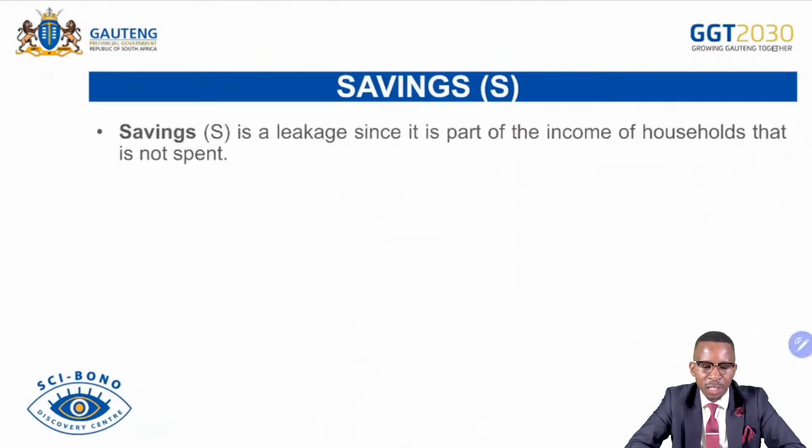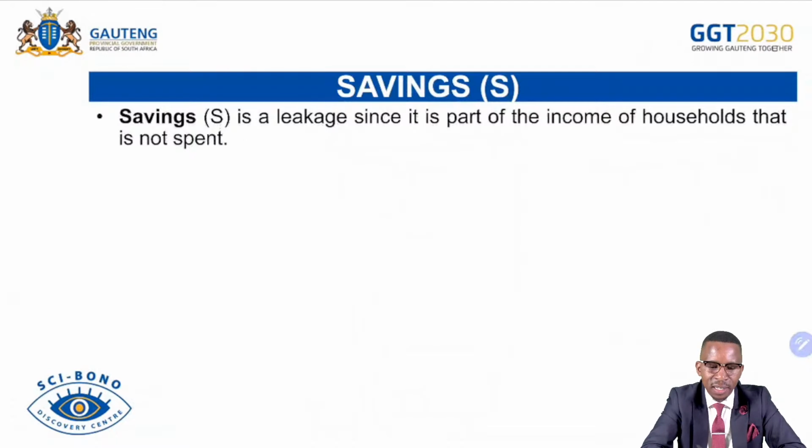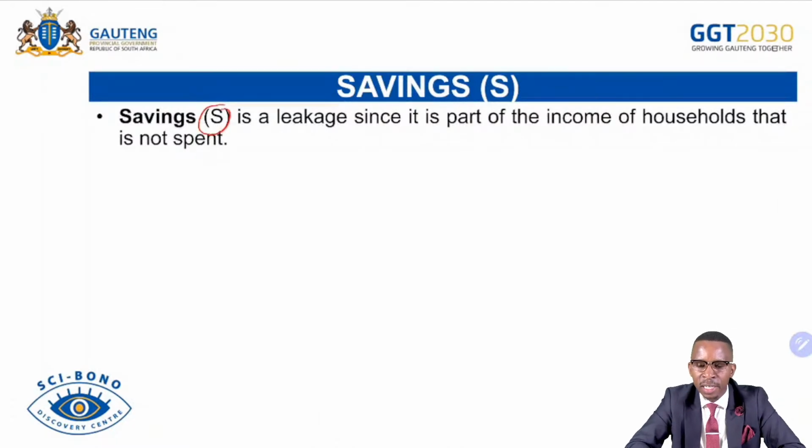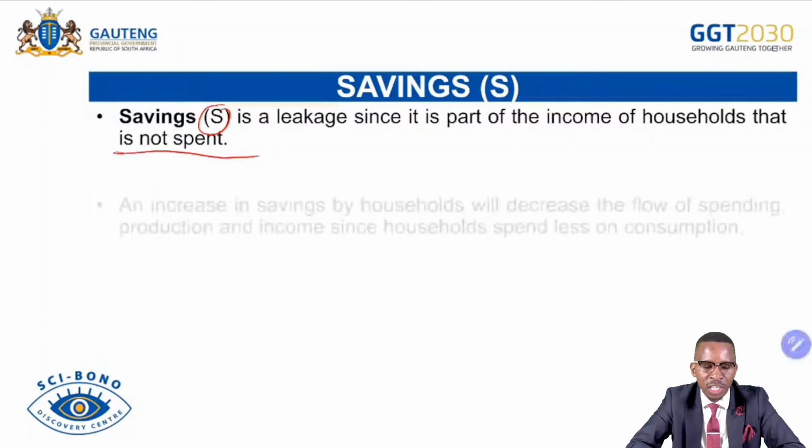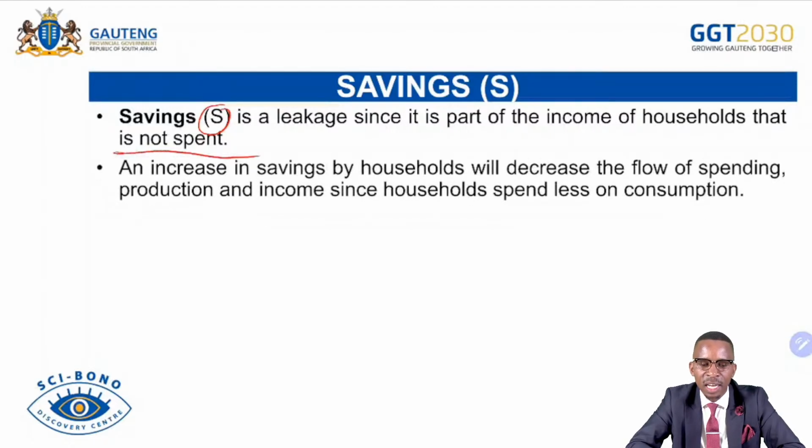And then savings are explained. Savings, which is known as S, is a leakage, since it is a part of the income of the household that is not spent. This income is not disposable. It is kept in the financial sector, so it's not available in circulation. So we say savings are part of leakages because they withdraw money away from circulation from households or from firms. So an increase in savings by the household will decrease the flow of spending.